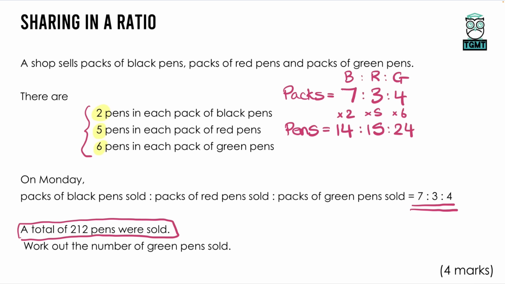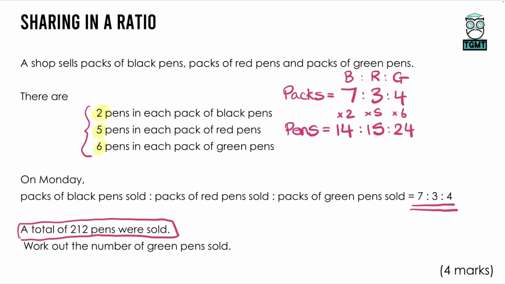Now that's a really strange process to do because normally when we are multiplying or manipulating a ratio, we times all the numbers by the same thing. But here we're timesing all the numbers by different things, and that's quite a strange process. But we're doing that to turn it into a ratio for the amount of pens in each of those packs that were sold. So now we have a ratio in terms of the pens. From here, all we actually need to do is share that in that ratio.